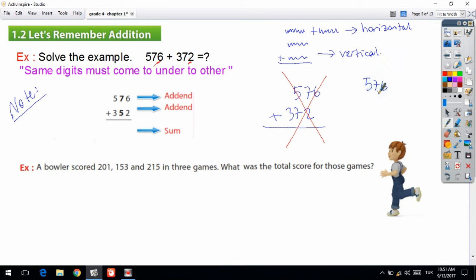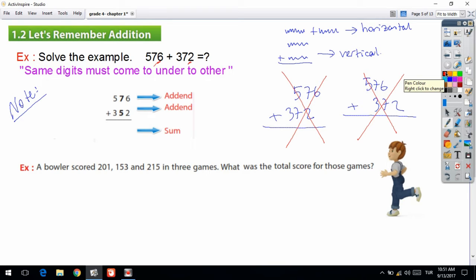576 372. So is this the correct solution? No, because 6 is in the ones digit, 2 is in the ones digit, they didn't come under the other. Because of that, I will put a cross here again. Okay, now let's look at the correct solution.